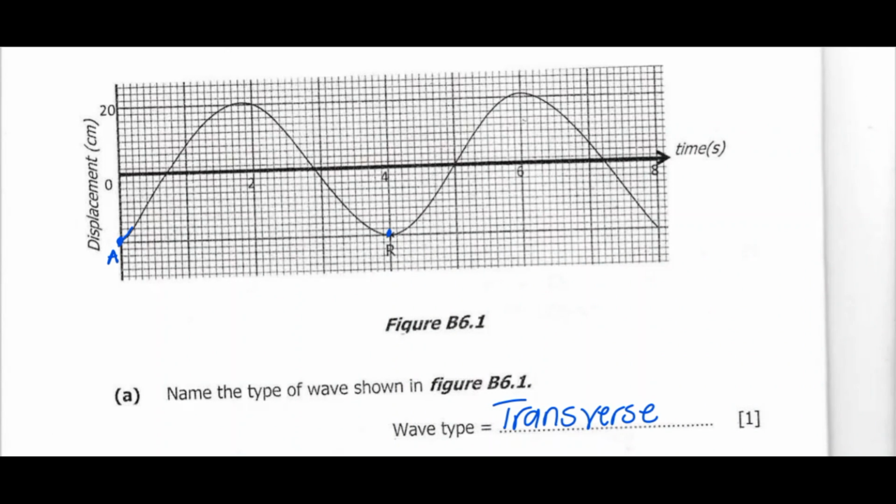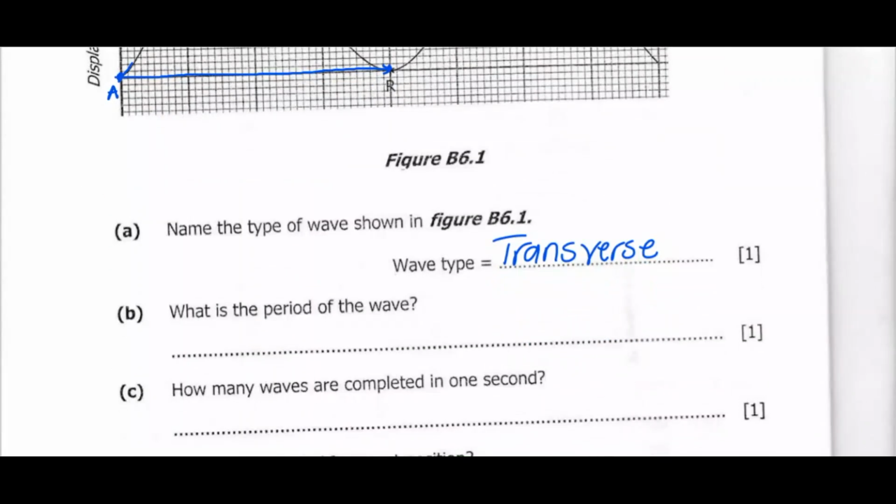So we want to measure from this point up to this point how many seconds are being taken. So that's a period, the time taken to make one complete wave. So the time taken from point A up to point R, we can see that we have 4. So the period is just 4 seconds.